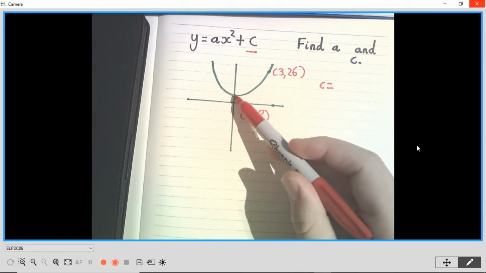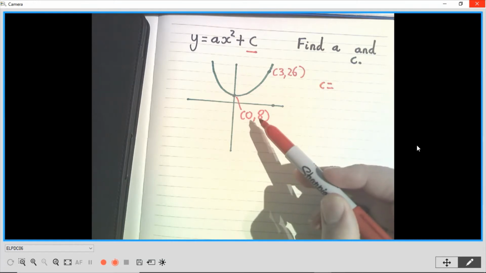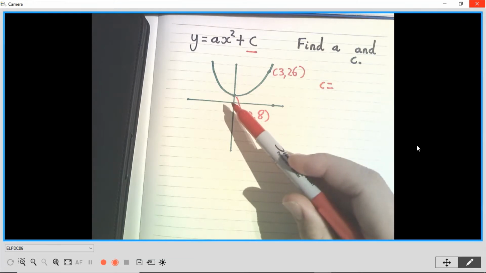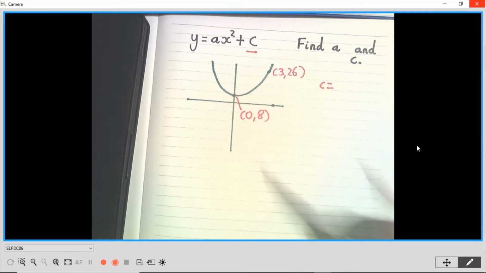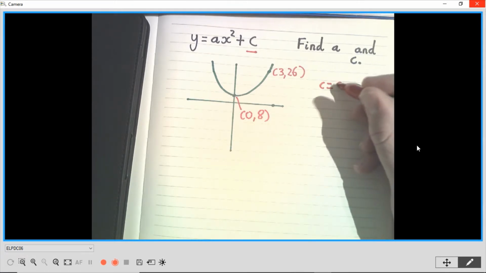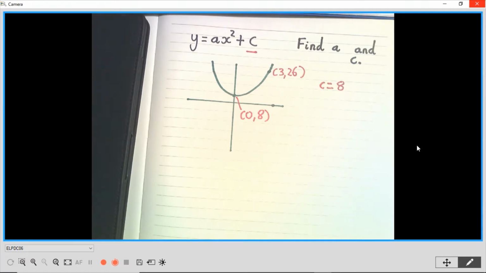And that's right here at this point. It's at the point (0, 8): 0 along the x-axis and 8 up the y-axis. So straight away, we know that C is equal to 8. C, the y-intercept, is equal to 8. Now we're going to find A, and this is slightly more complicated, but it's not too difficult.